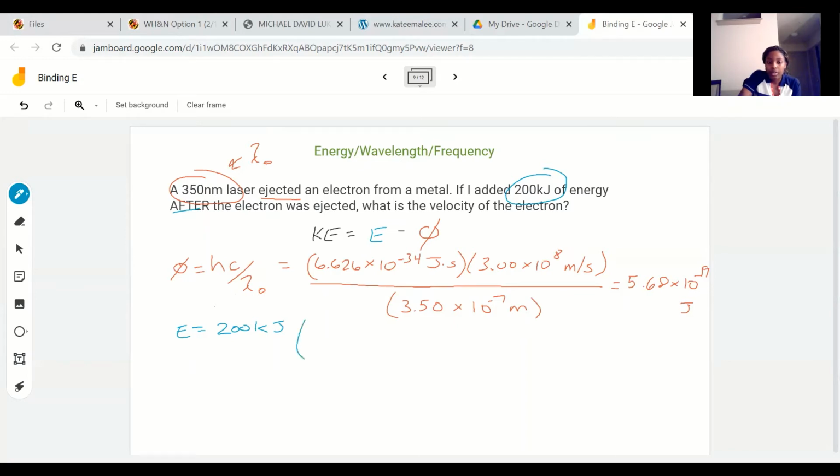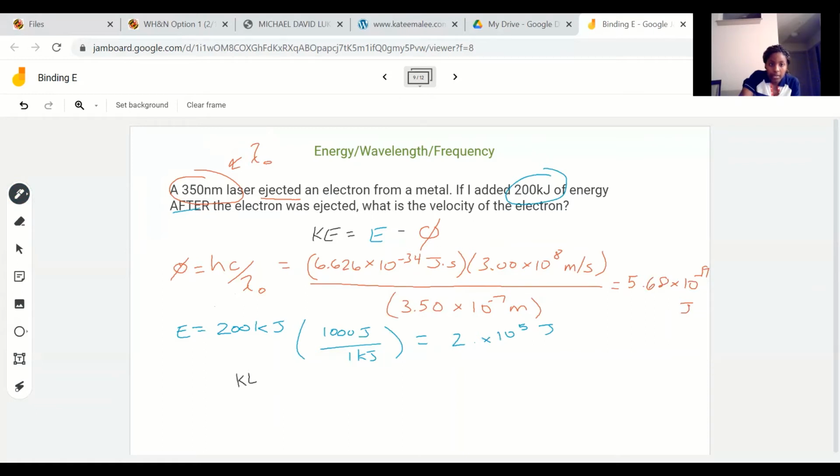What we're going to do is that we have 1,000 joules in 1 kilojoule. I should know this. Right, 200,000. So in other words, 200,000 joules, or you can just say 2 times 10 to the 5 joules. So then what we're going to do is, we found our energy, we found our binding energy, now we can subtract.